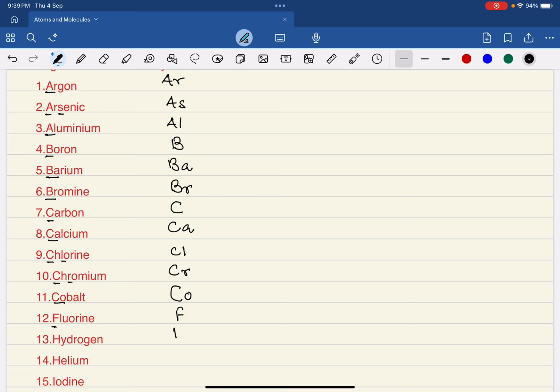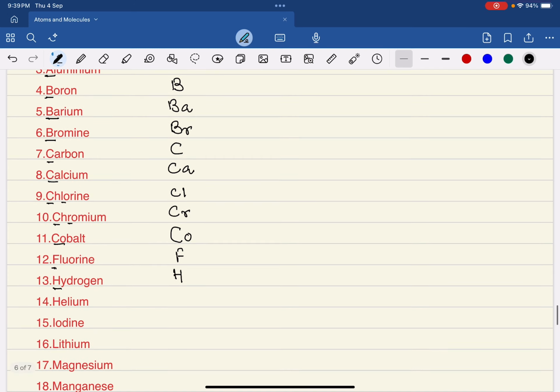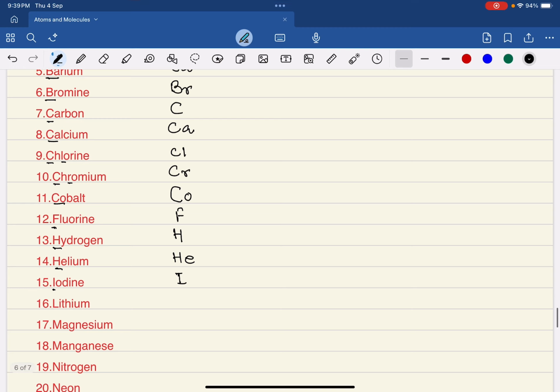In hydrogen, the first letter H is used. In helium, the first two letters are used, He. In case of iodine, only the first letter I is used, capital letter I. In case of lithium, the first two letters are used, Li.